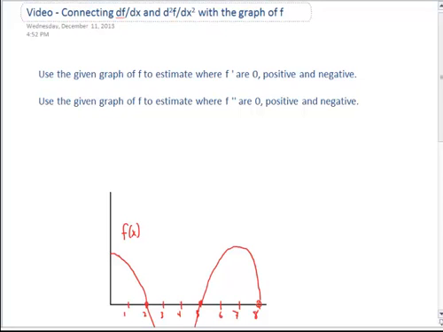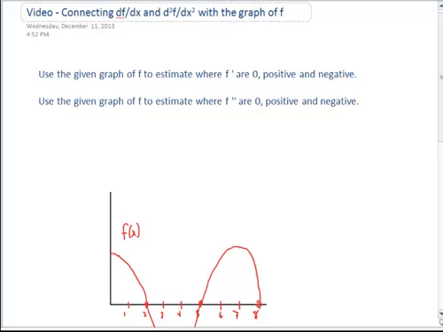McAllen again, and I want to use this opportunity to talk to you guys about how to use a given graph of a function to estimate where the derivative values are zero, positive, and negative, and then we'll contrast that with looking at the same graph to figure out where the second derivative values would be zero, positive, and negative. This video is not intended to be more than 10 minutes, so let's get started.